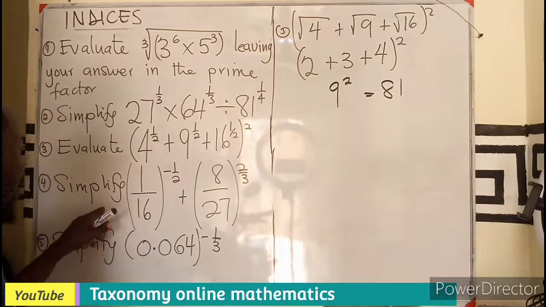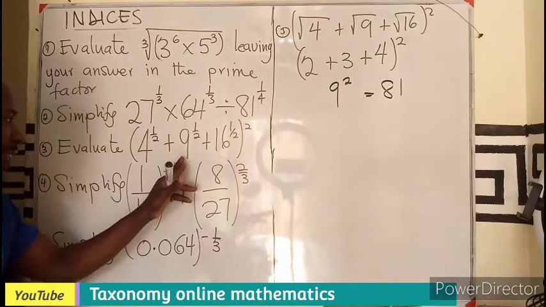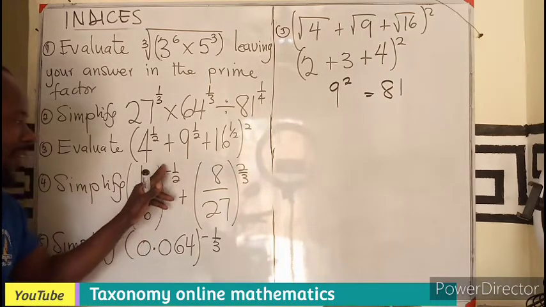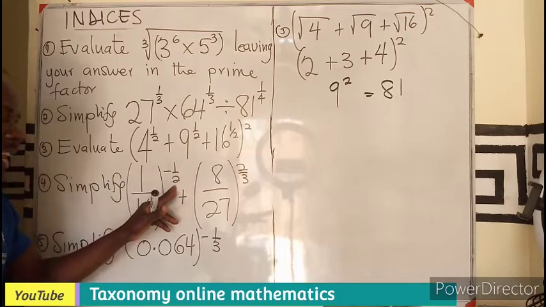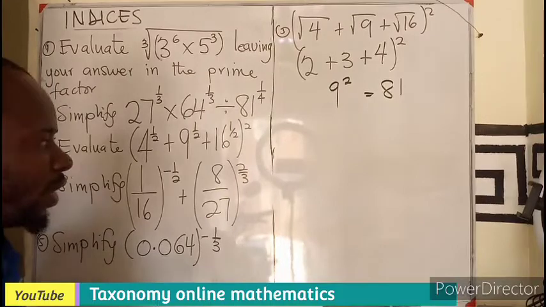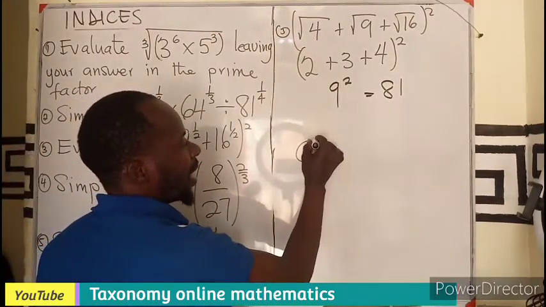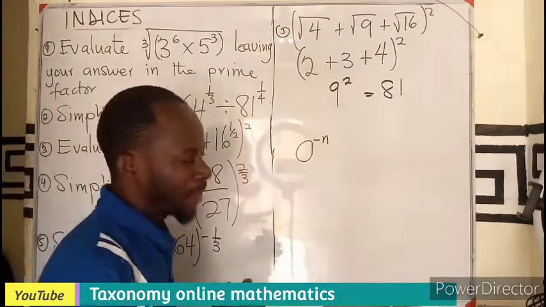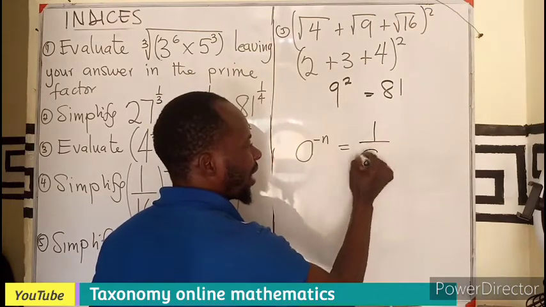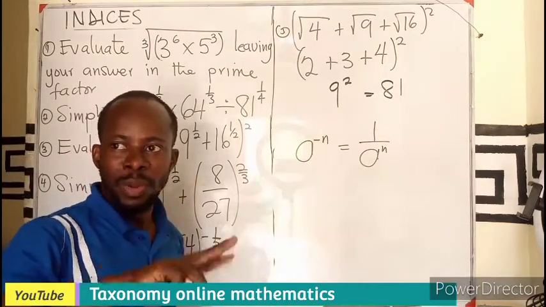Then number 4. Don't forget, this is a fraction and this is also a fraction. So we are not going to say that, find the square root of this. In this, we have a property that says that if I have a negative exponent, it is a reciprocal, meaning 1 over a exponent n. Why is it reciprocal? Reciprocal means flipping over.